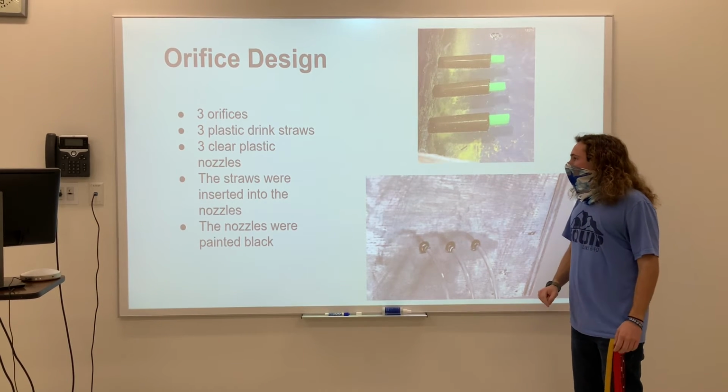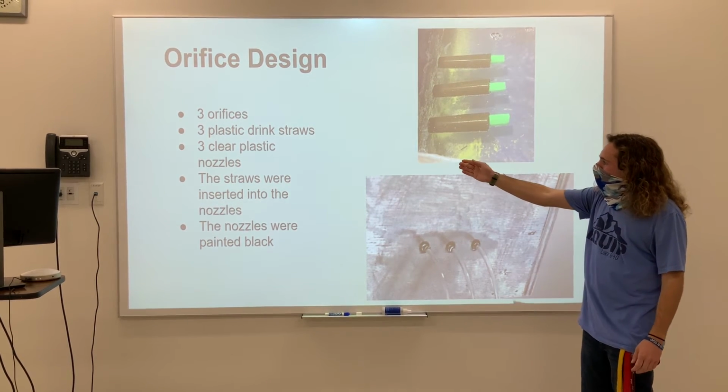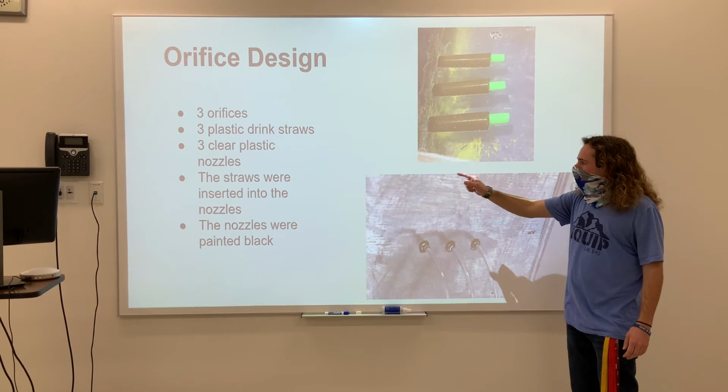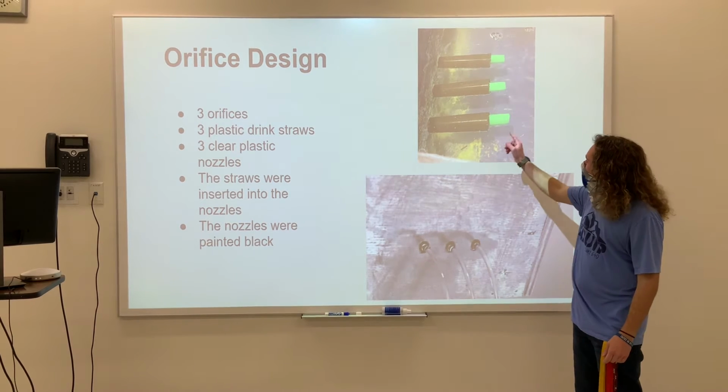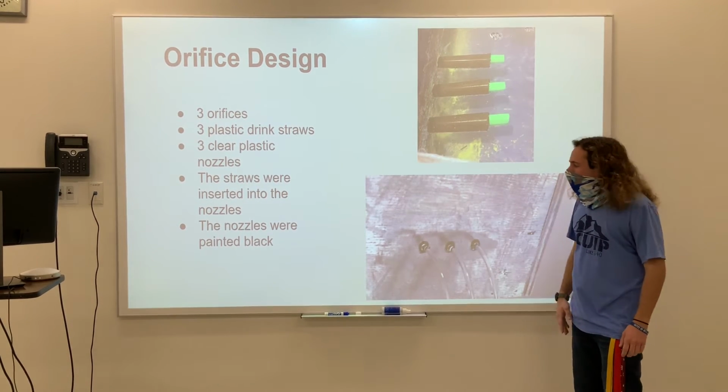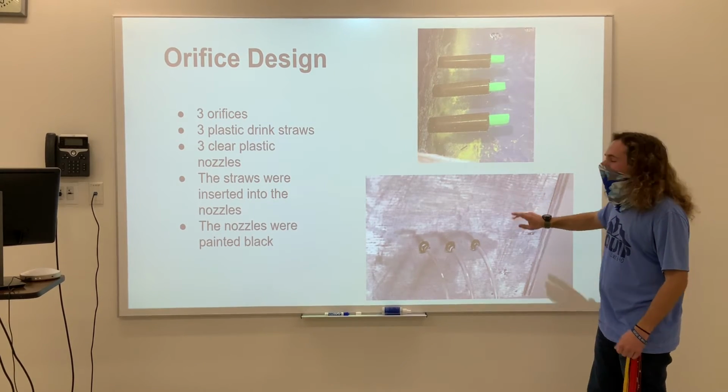Our orifices were constructed of 3 plastic drinking straws and 3 clear plastic nozzles. The straws were inserted into the nozzles, as you can see in the picture here, and they were painted black for aesthetic reasons to match our whole dark stained theme.